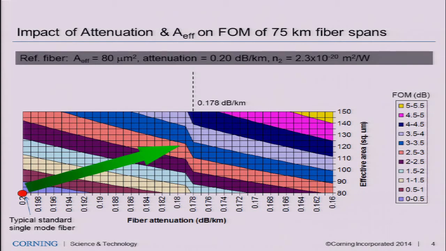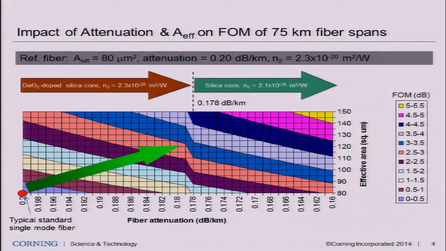So you see there is a step change. This is because the loss limit for germanium-doped core is about 0.178 dB per kilometer. Below that level, we have to use pure silica core. For pure silica core fiber, the nonlinear index is different. This is why you see a sudden drop there.